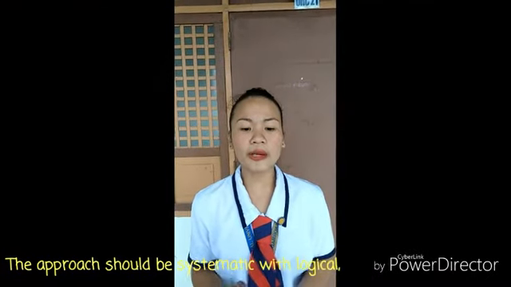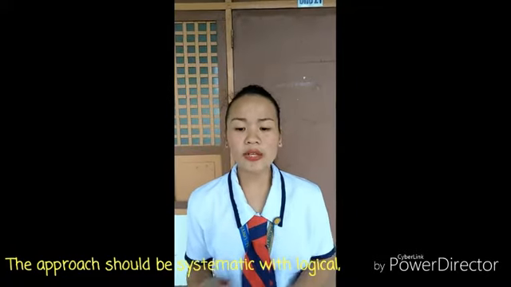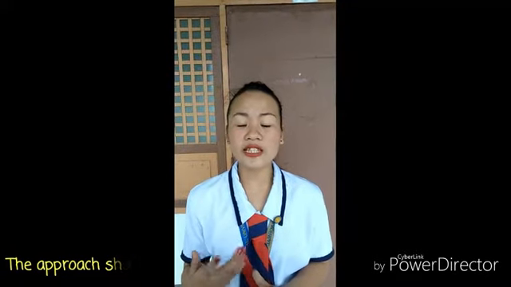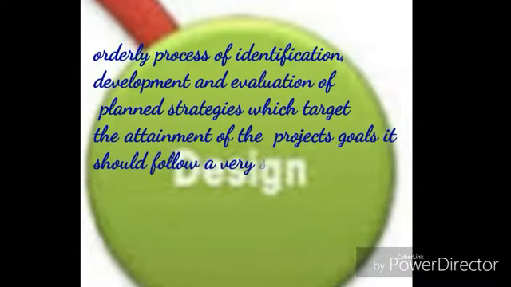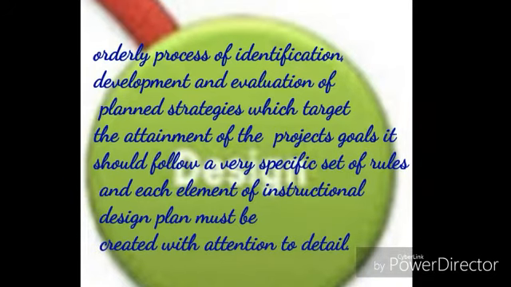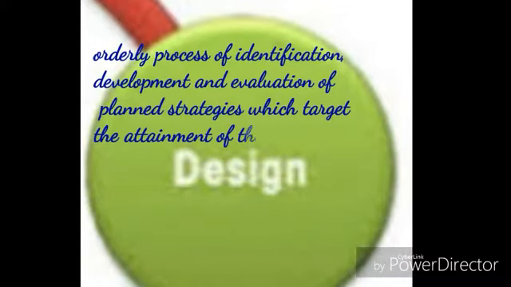The approach should be systematic, with a logical, orderly process of identification, development, and evaluation of planned strategies, which the attainment of the project goals should follow with a specific set of rules, and each element of the instructional design plan must be created with attention. This systematic approach makes sure that everything follows within a rational and planned strategy, or a set of strategies, that has the ultimate goal of reaching the project's goals.